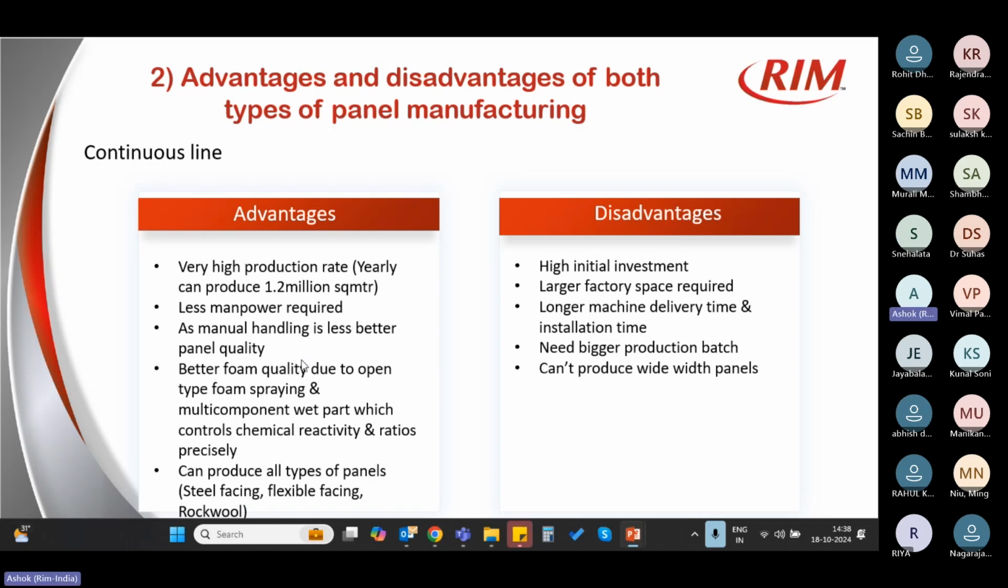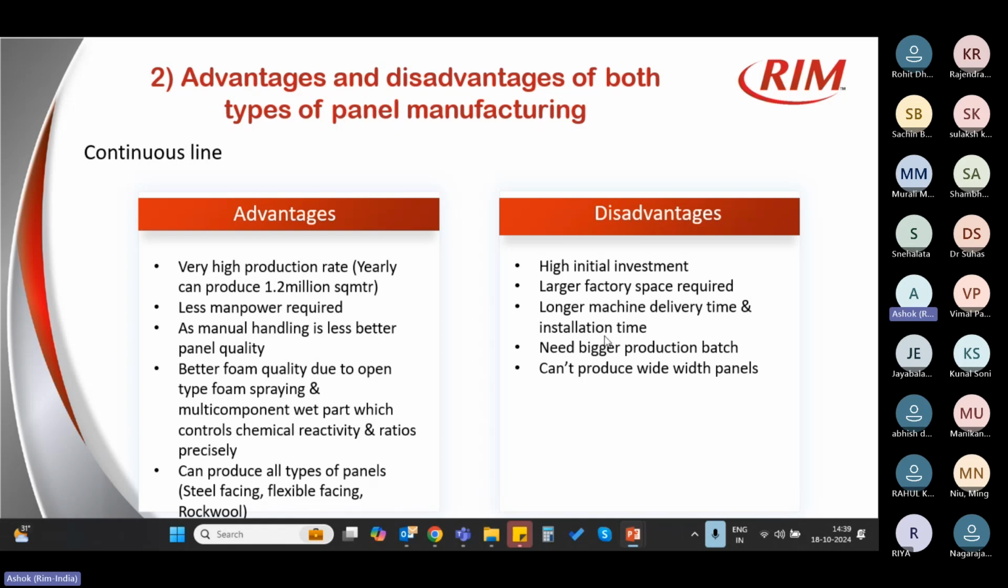Less manpower is required, and manual handling is less, so panel quality is better. Of course, the process is fully automated, so the panel quality compared to discontinuous is much better. Foam quality is also better due to open type foam spraying and multi-component wet part use, so you can control the process easily. It can produce all types of panels like steel facing, flexible facing, and rock wool. So these are the advantages.